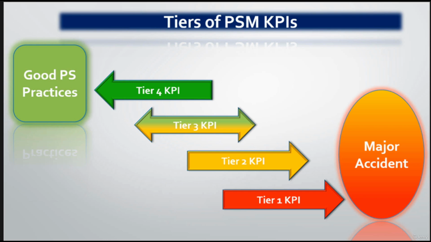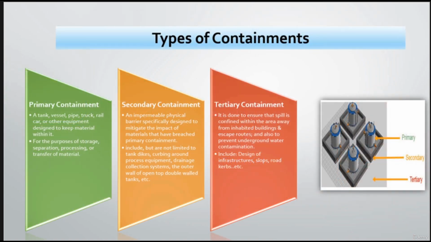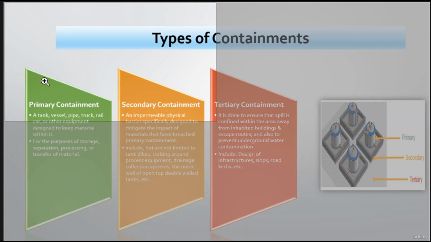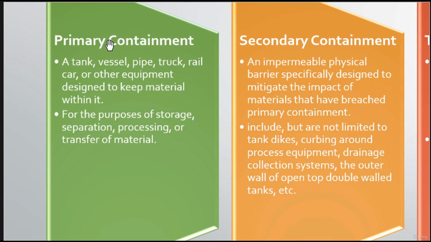Before we go into the illustration of KPIs, I need just to give you a quick preface about the types of containments. Basically, we have three types of containments: the primary containment, the secondary containment, and the tertiary containment. What is the primary containment? The primary containment is a tank, vessel, pipe, truck, car, or other equipment designed to keep the material within it. The purpose of the primary containment is to store, separate, process, or transfer the material. So this is the primary containment.